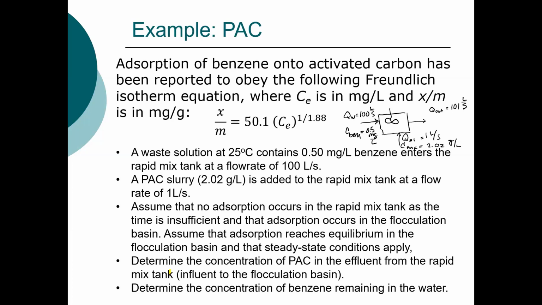That waste stream then flows into a flocculation basin. I have sufficient time in the flocculation basin for adsorption to occur. So the adsorption is occurring in the flocculation basin. So I essentially have two mass balances. We'll start with the first mass balance. So this is our rapid mix tank. We have 0.5 milligrams per liter as my concentration of benzene in the waste, and we have a flow rate of 100 liters per second.